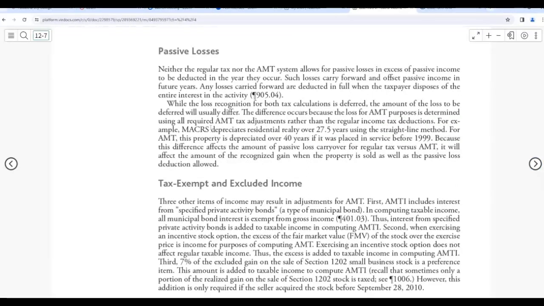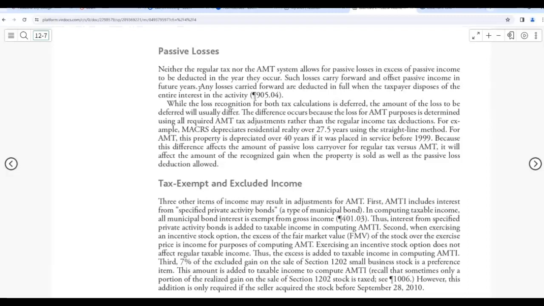There are also some rules for passive losses. Neither the regular tax nor the AMT system allows passive losses in excess of passive income to be deducted in the year they occur, which is correct, right? We know that. Such losses carry forward and offset passive income in future years.